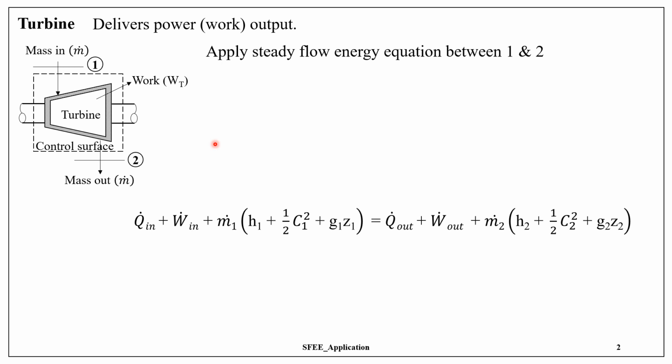In this equation, we neglect kinetic and potential energy. We assume the velocity of the mass at the inlet and outlet are negligible or they are equal, and hence they can cancel out. Similarly, Z1 and Z2, the elevation are same from the arbitrary reference, and hence we can cancel kinetic energy and potential energy terms.